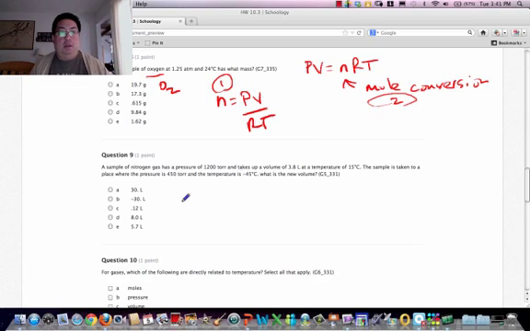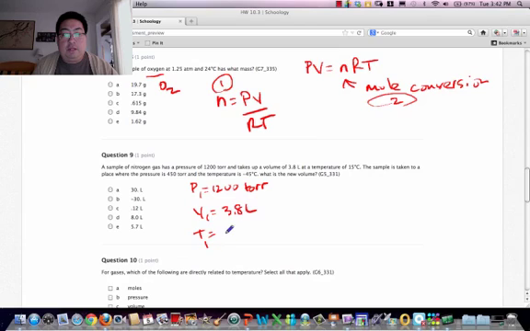Okay. Moving down to number 9. So we have nitrogen with a pressure and volume at 50 degrees. And so here we have 2 sets of conditions. So we have P1 equals 1200 torr, and we have a V1 of 3.8 liters, and a temperature T1 of 15 degrees Celsius, which we know we have to convert to Kelvin, right?